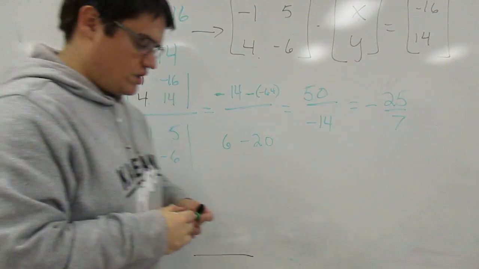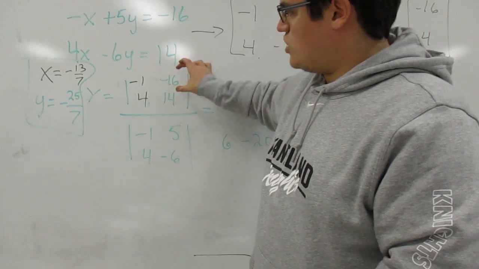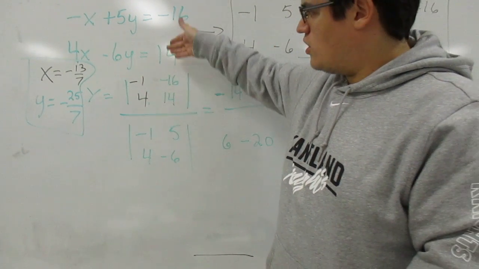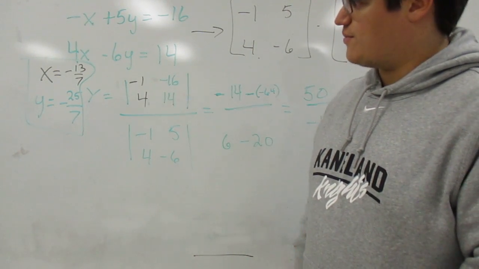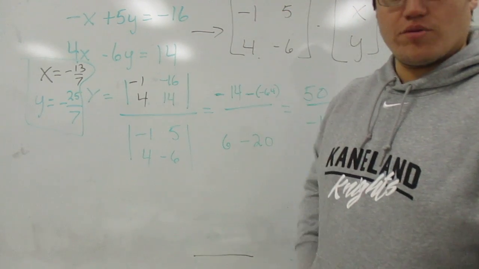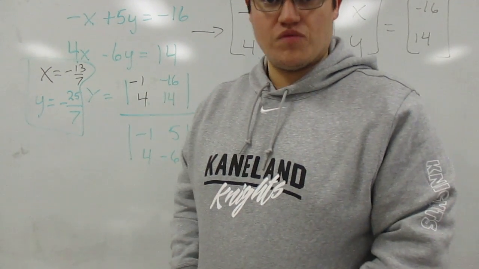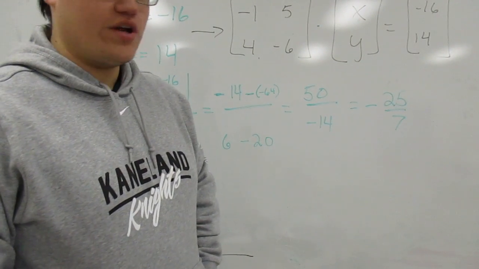Okay? So hopefully that makes a little bit more sense to you. The idea of us just changing the column, so the x column stayed the same. We changed the y column, we're finding y, and same thing for x. And this guy is just the determinant of your regular matrix here. Okay? Hopefully that made sense. And look for another video on a 3x3.